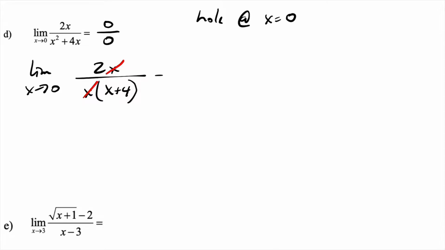Okay. So what do we got left when we do that? We get 2. Actually, no, I shouldn't write it like that. The limit as x approaches 0. Now it's 2, and then x plus 4. That's what's left, right? Plug and chug, see what we get.